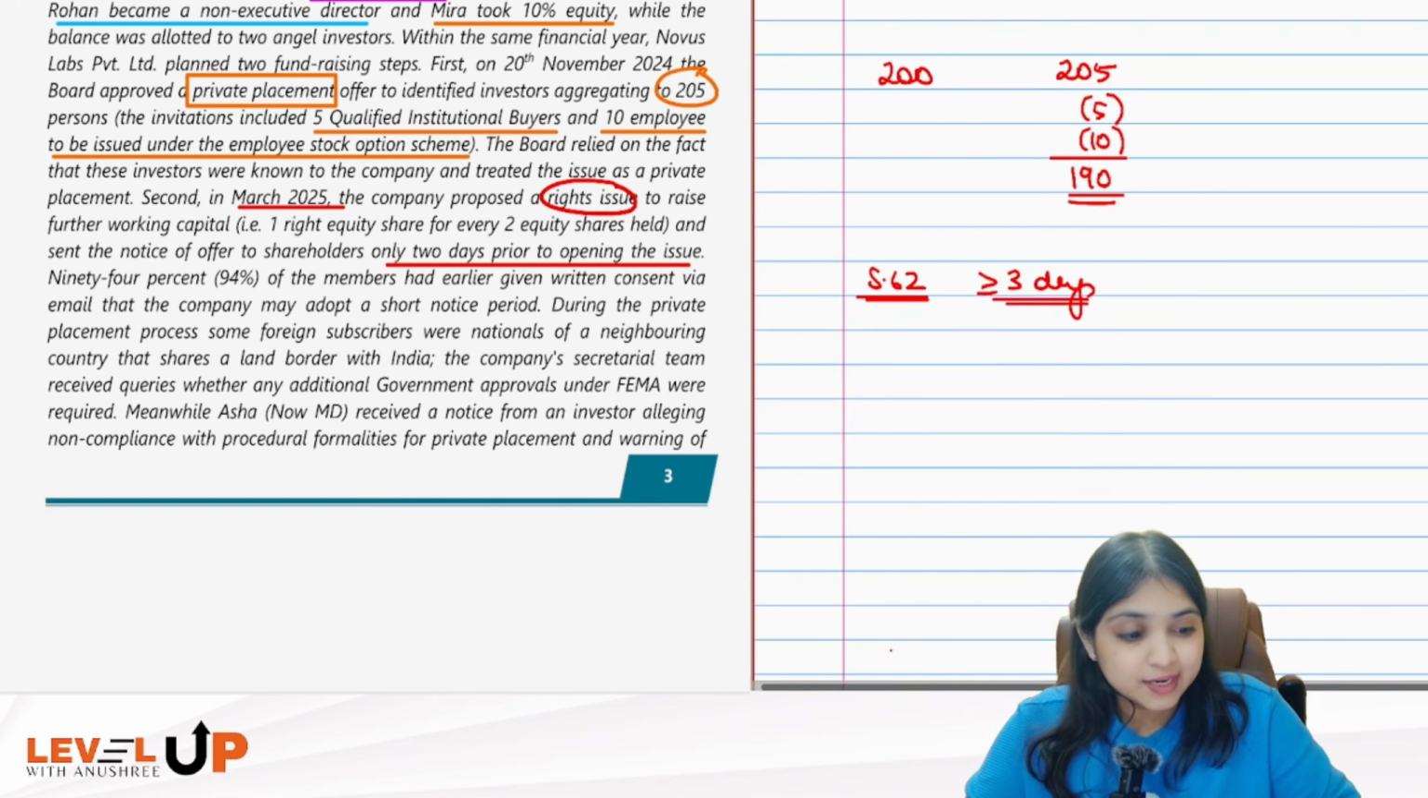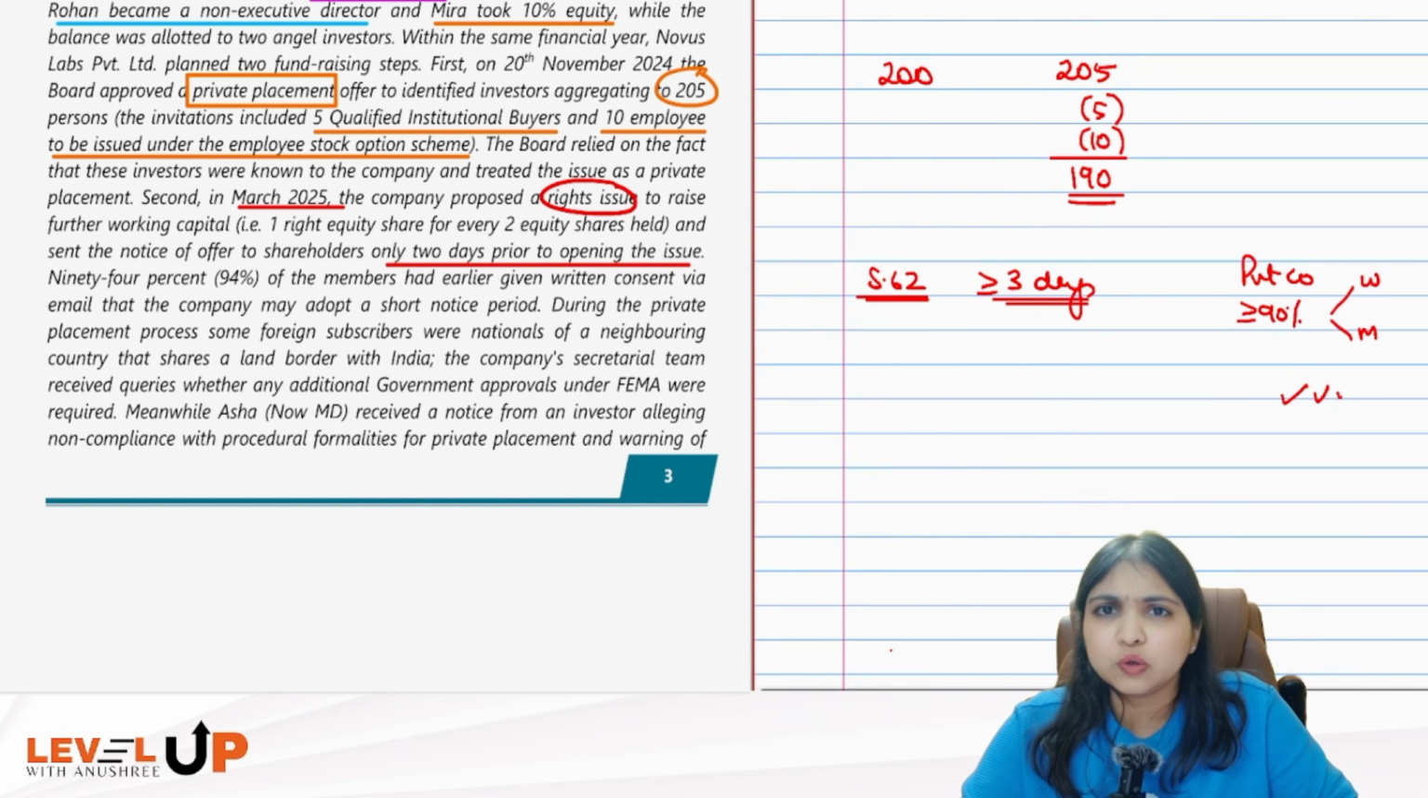But however, we have an exception. If the company happens to be a private company and we have the consent of at least 90% of the members, either in writing or by mail, if we have the consent, then we can send a shorter notice also, not a problem.